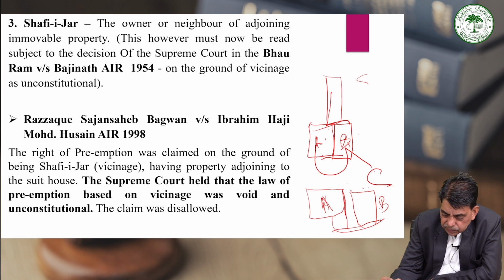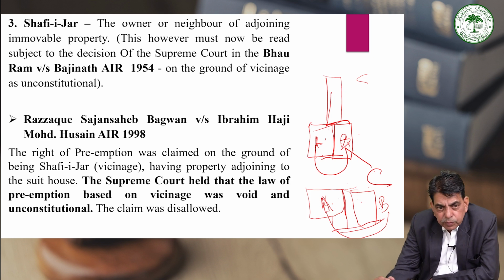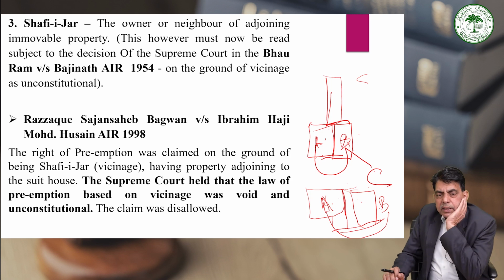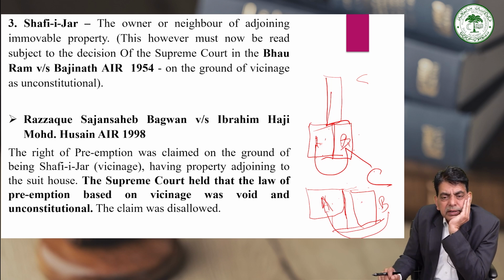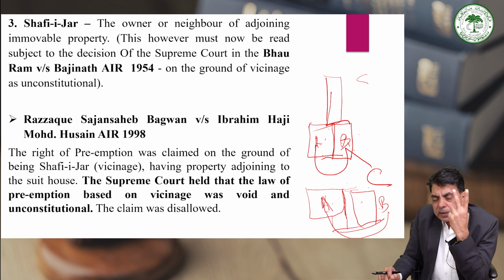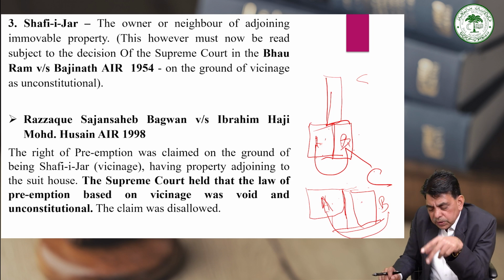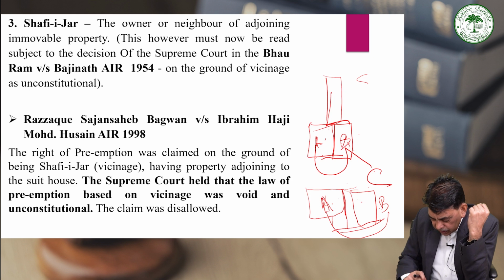They are also not co-sharers. What is their relationship? They are simply neighbors. This property is nearer to that property. A is the neighbor of B and B is the neighbor of A. Therefore, the Supreme Court in Abdul Razak Sajan Sahib Bagwan versus Ibrahim Haji Muhammad Hussain, AIR 1988, held that the right of preemption can be claimed only by the co-sharer and those who participate in the appendage and immunities, but not by the neighbor. And therefore, if two persons are mere neighbors having different properties, here the right of preemption does not apply.